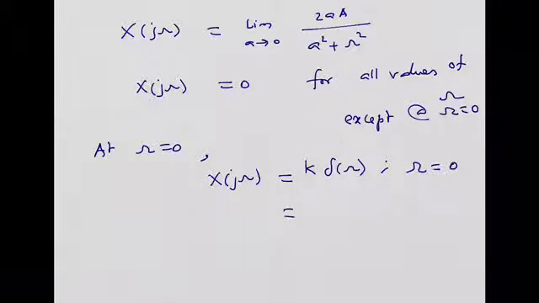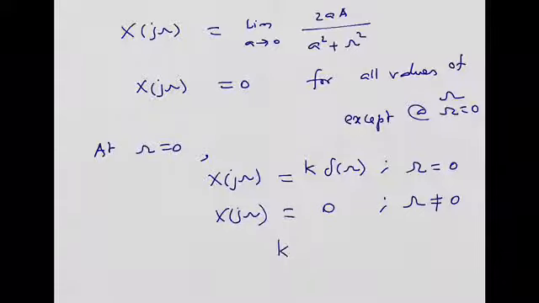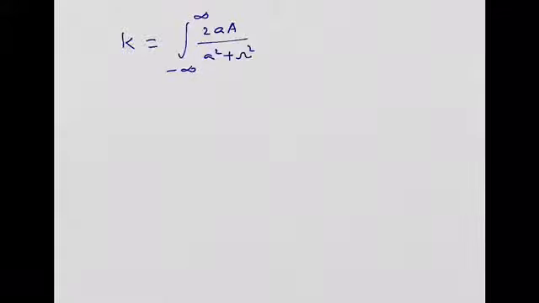So this is the assumption. At omega is equal to 0, X of j omega is equal to k into del of omega, and it is 0 for all other remaining values of omega. Right? So it becomes our duty to determine what is k. Let us see how to evaluate the magnitude of k. K is to be evaluated using the integration from minus infinity to plus infinity of 2a capital A divided by a squared plus omega squared into d omega.